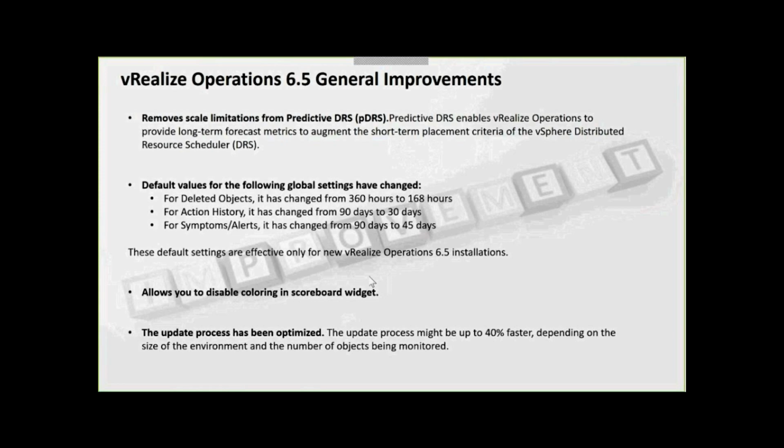The last one is the update process. I know that there is a quarterly cadence of vROps releases coming out, and it's difficult for customers to keep up with those releases. But I think VMware has heard, and they've made the upgrade process much faster. In fact, with some of the testing done internally, it turned out to be 40% faster. And of course, it depends on the size of the environment as well. But you should be able to move from one version to a newer version faster as compared to what you were doing in some of those 6.0, 6.1 releases.